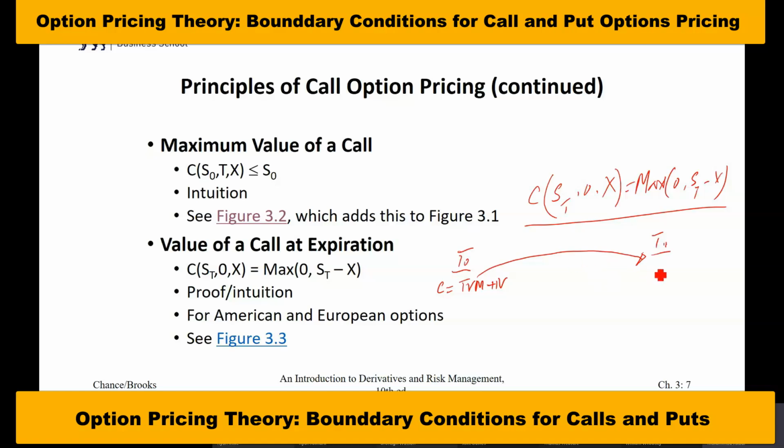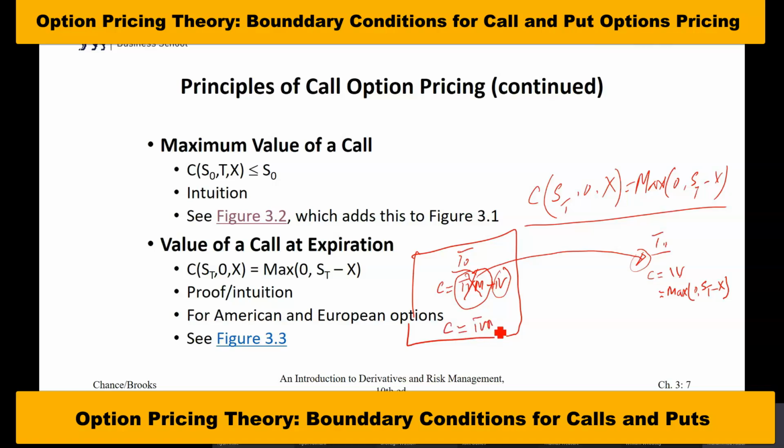However, as we approach expiration, what will happen? The time value will be eliminated. It's just like when the match finishes, you already know who is the winner. So the speculative value is finished. Only the intrinsic value is left. So whether it's a call option or a put option, the price at this point will always be equal to the intrinsic value, which is the maximum of 0 or the stock price at expiration minus the exercise price.